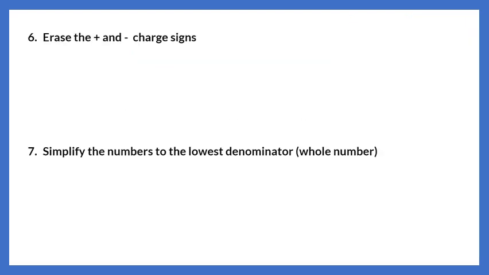Step 6 says to erase the plus and minus charge signs. So Fe has that minus 2. S after the crisscross gets the plus 3. Now we need to erase those charge signs. So this is going to become Fe 2 and S 3. And step 7 says to simplify the numbers to the lowest denominator, whole number.